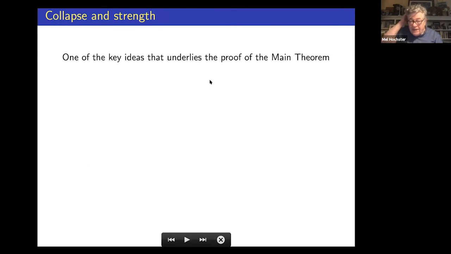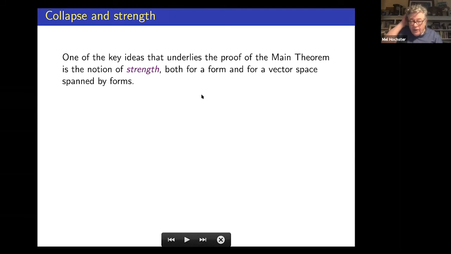So one of the key ideas that underlies the proof of the main theorem is the notion of strength. So I want to talk about the notion of strength. And I want to talk about strength of a form and also for a vector space spanned by forms.